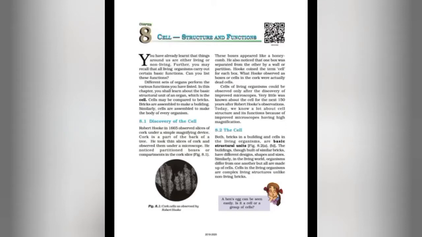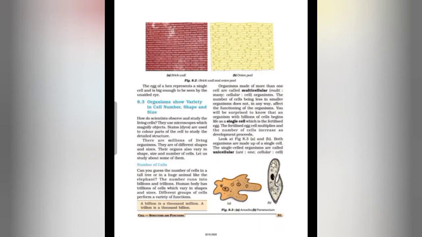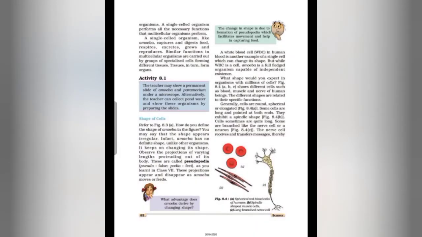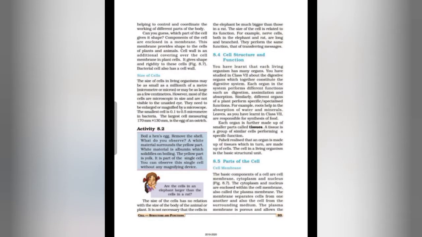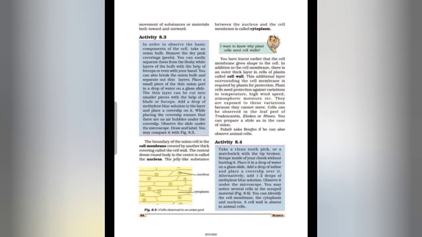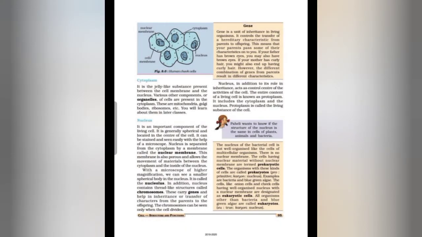Good morning everybody. As you know, we have started our chapter 8, that is cell structure and function. Students, in our previous video we started the study of cell components, and we discussed the three main components of the cell, that is cell membrane, nucleus and cytoplasm. We discussed the cell membrane and its function in our previous video, and today we are going to start the topic cytoplasm.